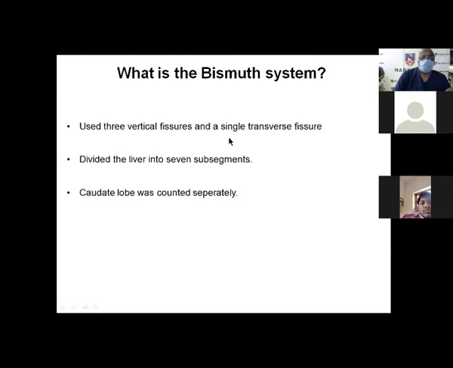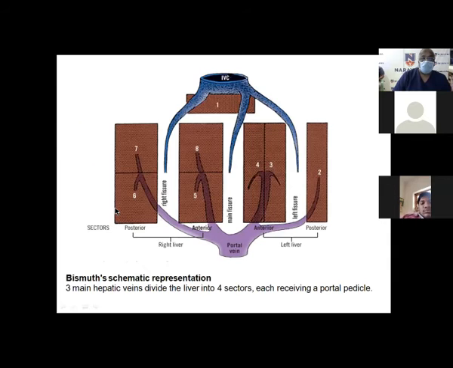Use 3 vertical fissures and a single transverse fissure. Divide the liver into 7 segments. Caudate lobe was counted separately. This is how it is. It's beautifully made, 3 fissures: a right fissure, a main fissure, and a left fissure. That divides the liver into 4 parts.